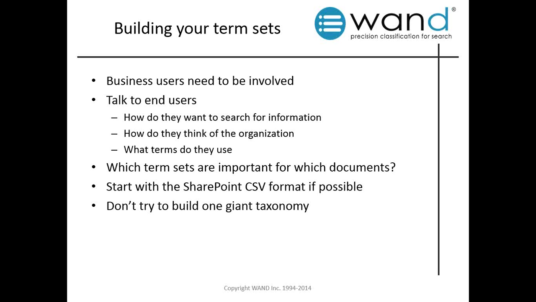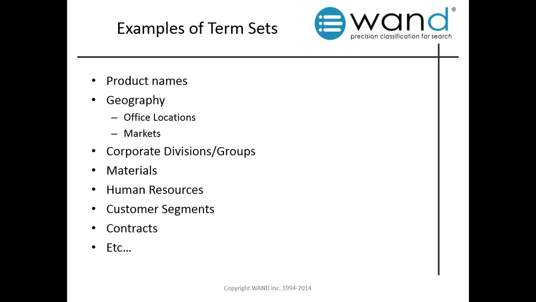You imagine that, I'm Acme Corp, I need to build the Acme taxonomy. But in reality, the Acme taxonomy is made up of several different smaller taxonomies. You might have your human resources taxonomy. You might have a product name taxonomy. You might have one for customer segments, one for contract types, etc.